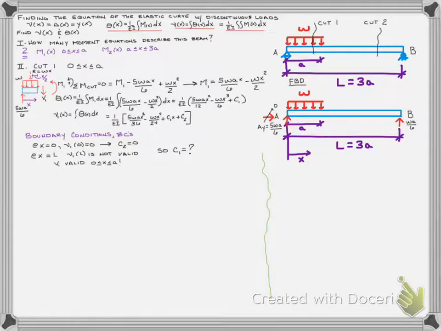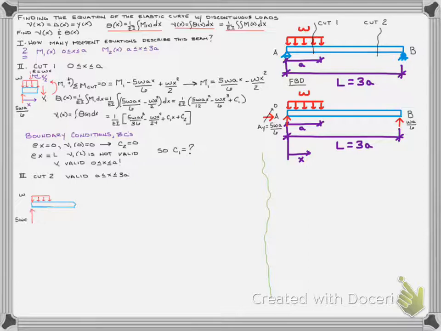But we said we needed 2 moments to solve this. So let's go ahead and look at the second moment expression and see if that helps us out. Now this expression is valid from x equal to a to 3a, but we still must draw our beam starting at the same location we did on our first cut.